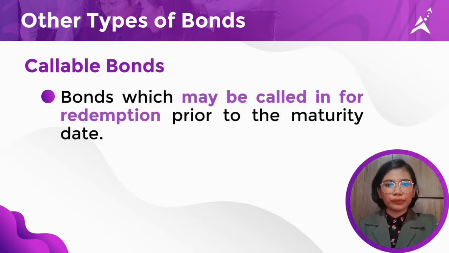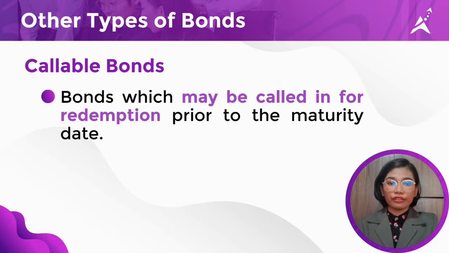Next, callable bonds. These are bonds which may be called in for redemption prior to the maturity date. In this one, the issuer can pay the principal even before the maturity date. So for example, the maturity date is in December 2022 and I, the issuer, already have the money to pay for the principal. Therefore, I can pay back the investor now, even though the maturity date is in December. This is only allowed if I entered into a callable bond transaction.